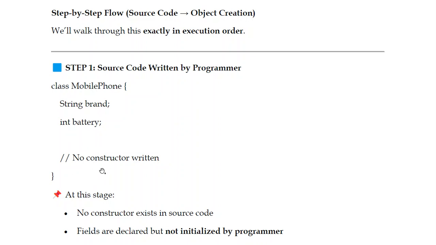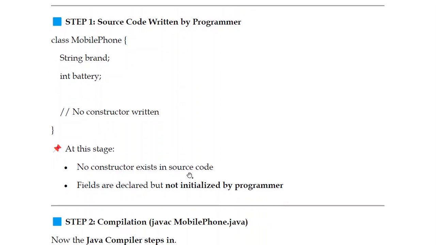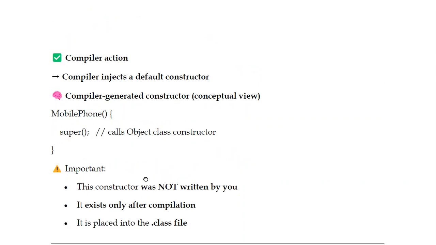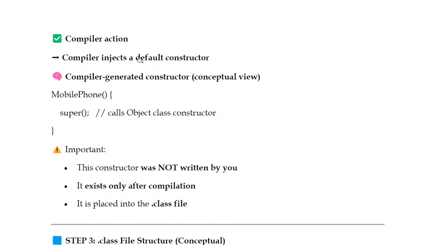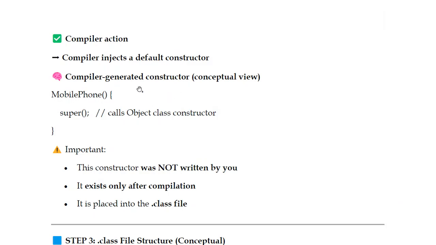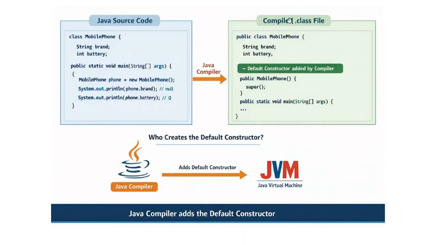The source code is written by the developer, with no constructor written at this stage; no constructor exists in the source code. Fields are declared but not initialized by the programmer, because who will initialize them? Only a constructor will initialize them at the time of object creation. Here, the Java compiler checks: is there any constructor in this class? No constructor found, so the compiler injects a default constructor. We already displayed this in the slide. It will check, and if it is not there, it will add it.